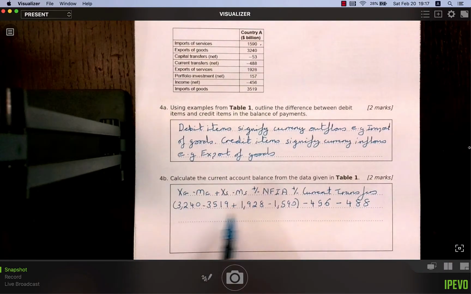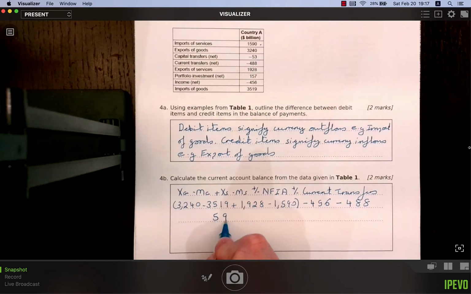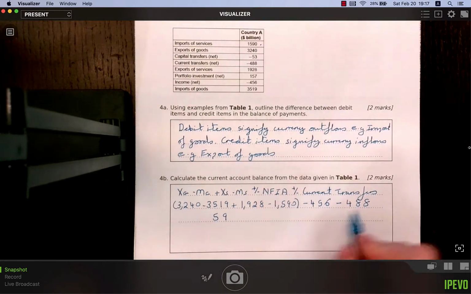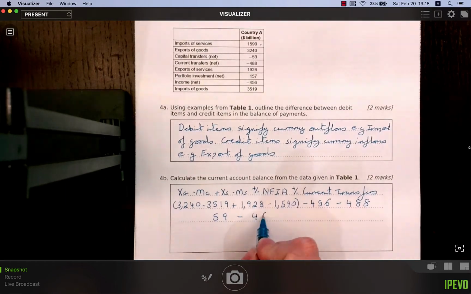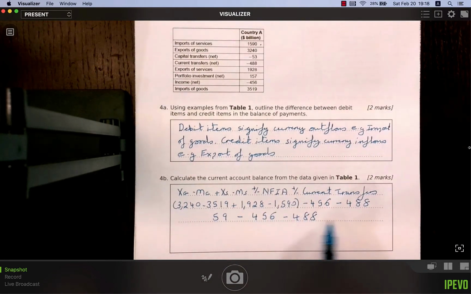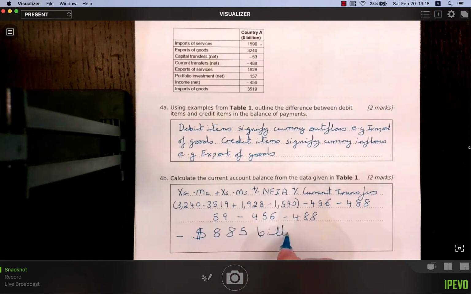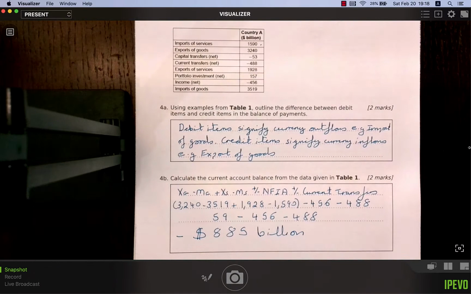If you add and subtract all of these numbers, you get the summation of all of those numbers. We get 59 minus this, which is minus 456 minus 488. And basically, if we sum all of these together, what do we get? Well, we get minus, and it's a big minus, okay? 885 billion, a huge minus on the current account of the balance of payments there. And again, guys, forgive me for repeating myself, but I really do hope that that makes sense to you.